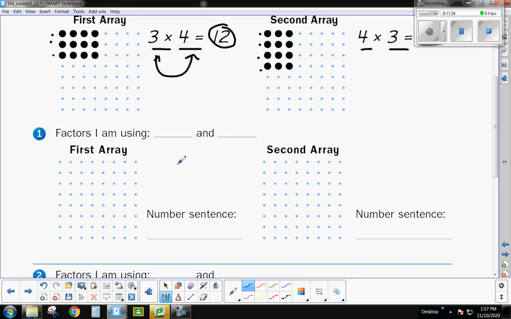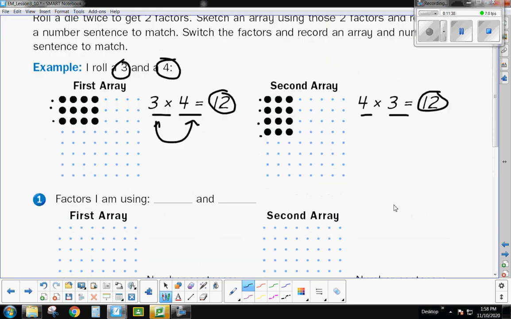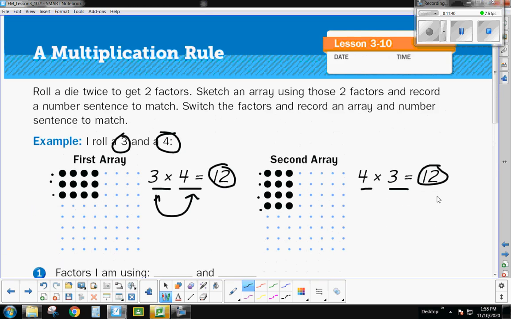All right, boys and girls, I'm going to let you go ahead. This is going to be a quick, short lesson, and you can go ahead and do this page on a multiplication rule. Remember, this is called the turnaround rule.